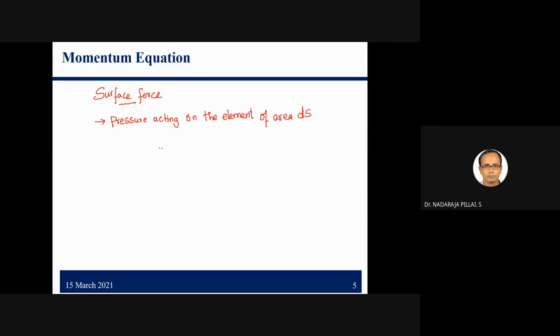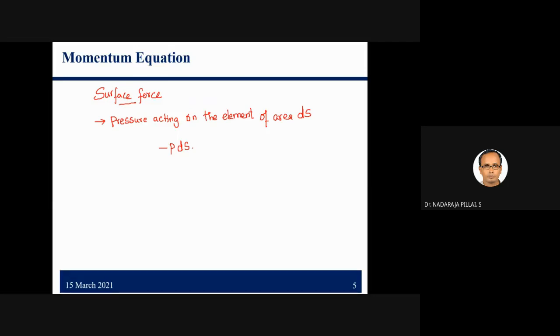So we can write this as minus P dS, and you know very well the negative sign indicates the force is in the direction opposite to the dS. That's all, right? So that means that the control surface is experiencing a pressure force that is directed into the control volume, right? So it is in general because of the pressure from the surroundings, right?